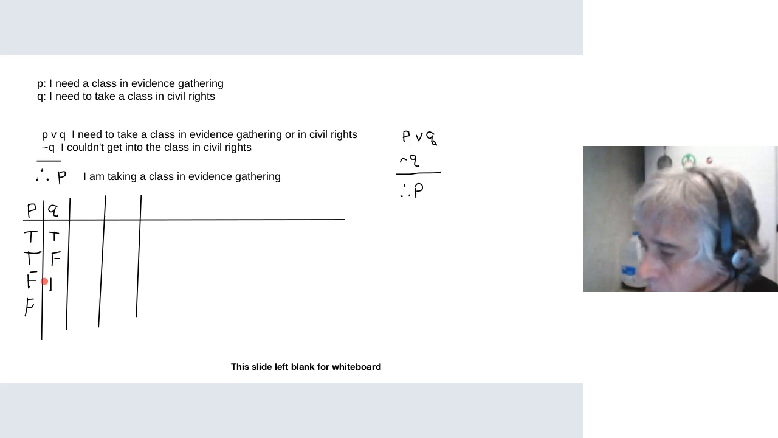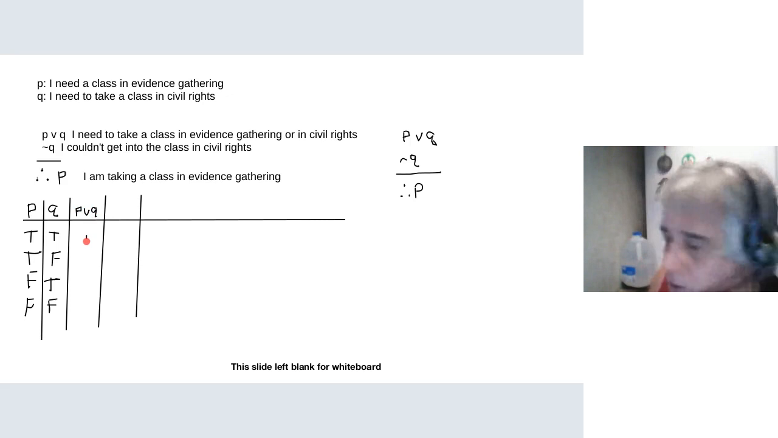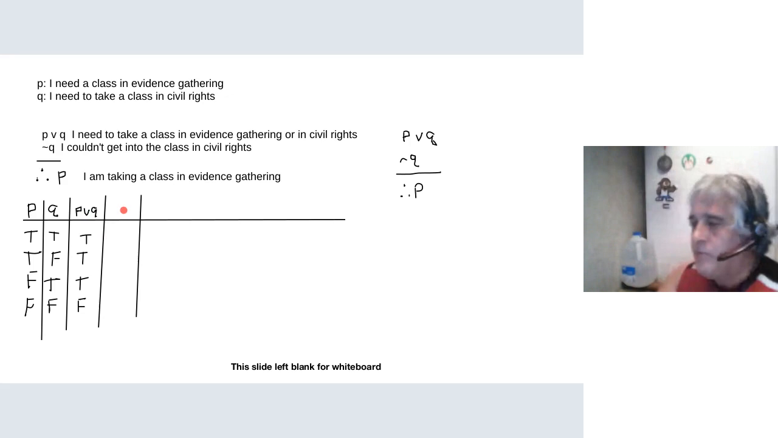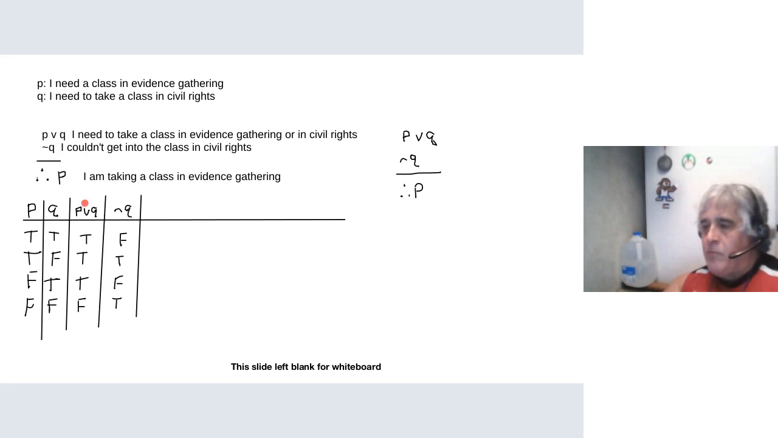So we're just going to do them one premise at a time. This is the P or Q, so it's going to be true all the way up until the last one. Because or just has to have one T in it to make the whole thing true. All right, so there's the first two premises. So then we're going to put it together with the and.